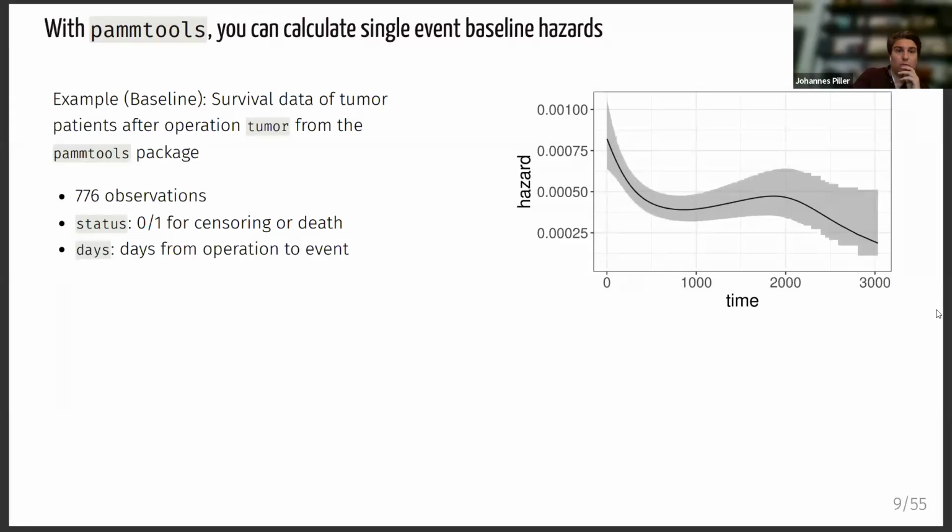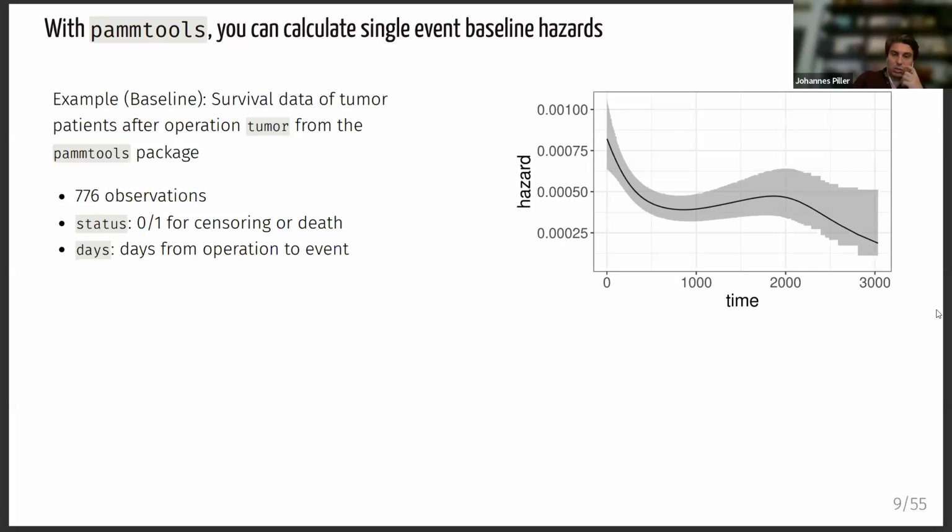So why is PAM tools useful? Basically, with PAM tools, you can calculate baseline hazards as you can do with Cox. And we brought a small example of tumor data where we have a single event. So the status is 1 for death or 0 for censoring, so basically when the patient drops out of the study, but we do not know if the event already happened or if no event already happened.